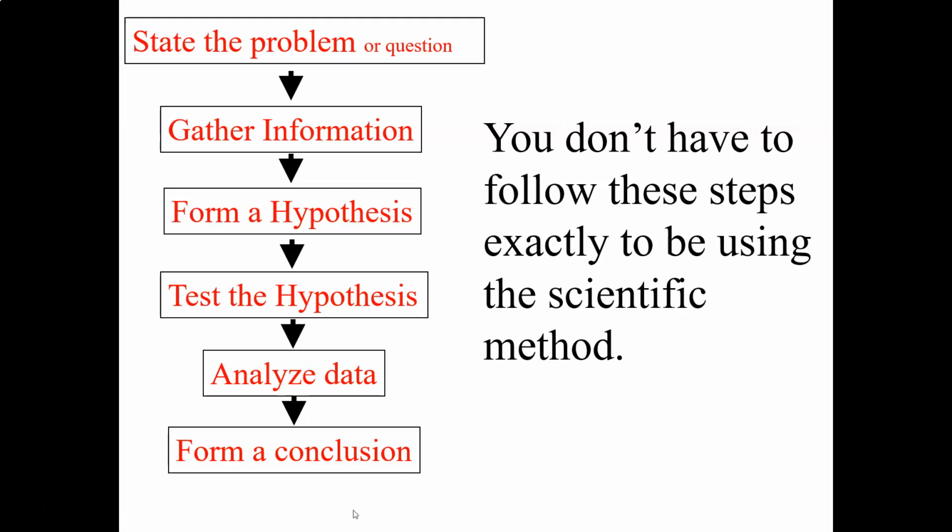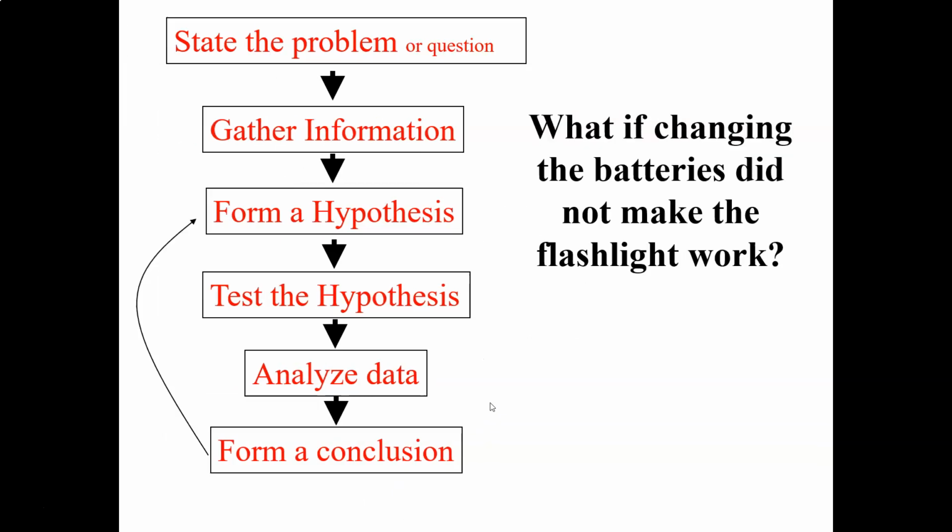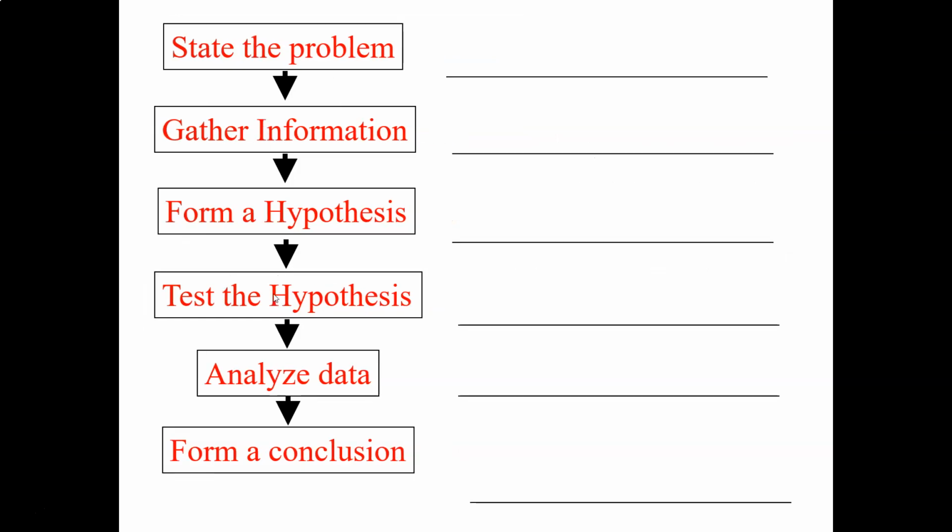If you know enough information, you don't have to go research anything. But what if I had replaced the batteries and the flashlight didn't work? Well, what you would do is tell me something else you think might make the flashlight work, knocking it on the desk a couple times or maybe replacing the light bulb. But what I would do is form a new hypothesis, and then I'd test that hypothesis and form a conclusion there.